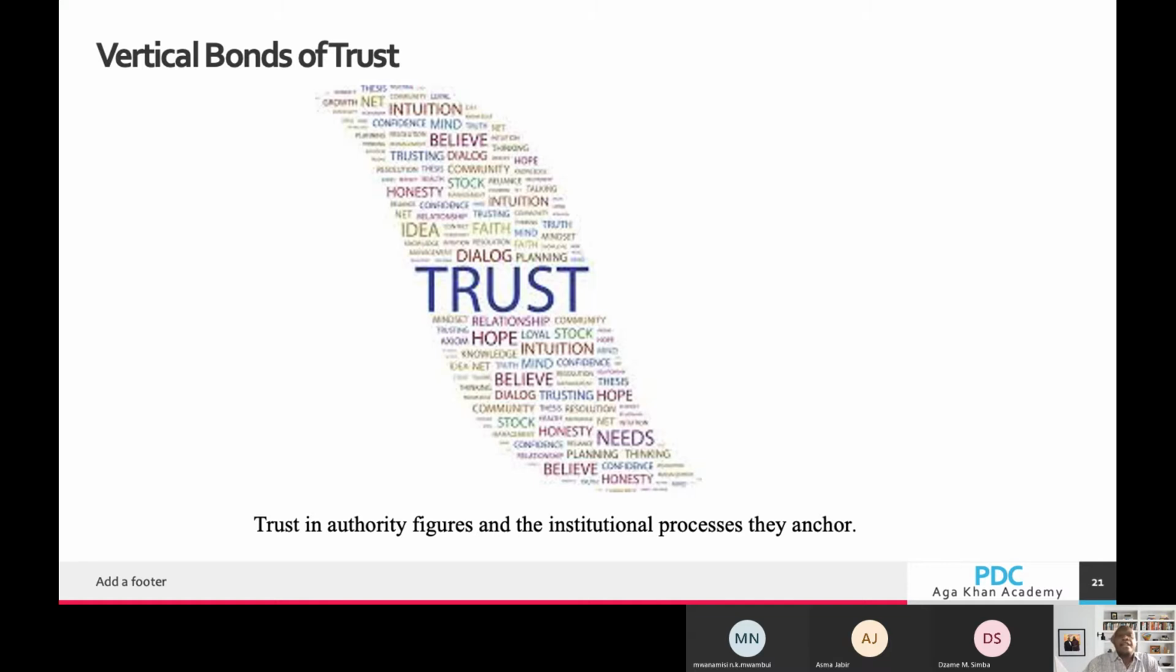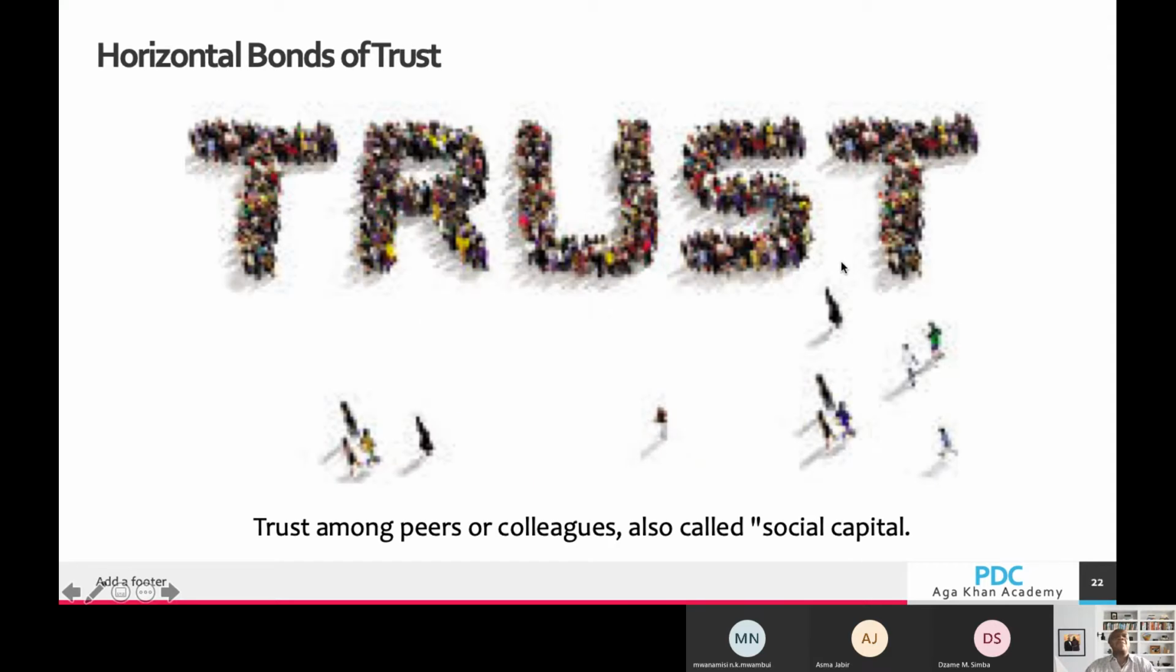Welcome, Mwanamisi, welcome. So you find that the other thing that we need to understand about this is the vertical bond. Sorry, the horizontal bond. And the horizontal bond is the trust among peers, colleagues, but it is called social capital. It's very, very important to have social capital, because you can build that social capital when you are working with your teachers. So you can also strengthen a holding environment by strengthening the horizontal bonds of trust.